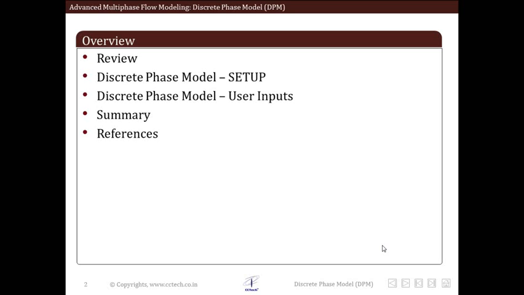After that, we will see how to set up the discrete phase model within the commercial software Fluent. We will see each and every step involved one by one. In the next section, we will study all the user inputs that are required to set up the discrete phase model. We will discuss in detail all the parameters related to discrete phase model and all the inputs we have to give in order to set up the discrete phase model. Then we will end with the summary of this particular lecture and we will see the references before we end.